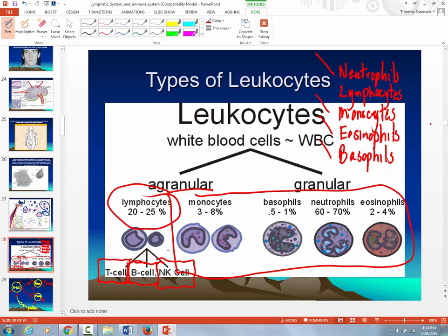So that's T cells, B cells, and NK cells. They're designed to kill and attack one and one thing only. Say yes. And they have to be turned on. They have to be exposed to that specific thing. Who's with me? Guys? All right. So watch.